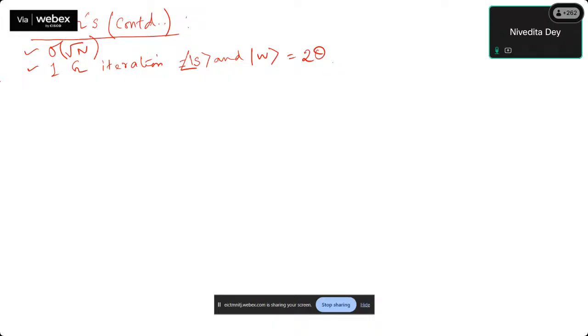Just a minute. Yeah, so remembering the angle between, in easy words that means after one iteration, the angle is increased by 2 theta.